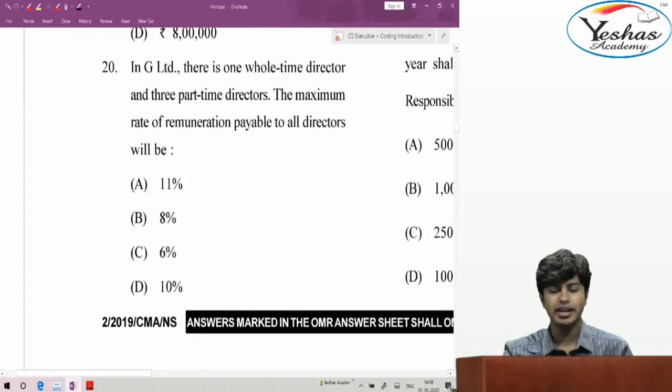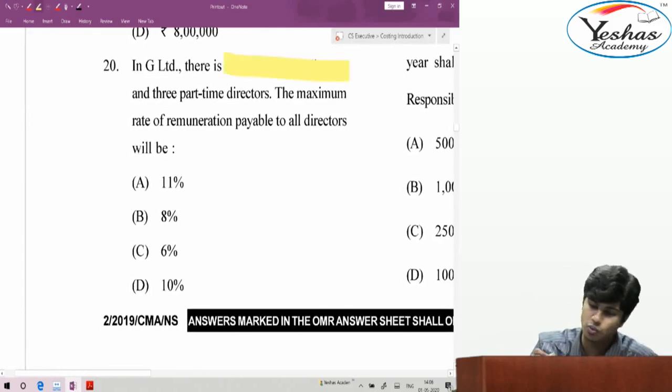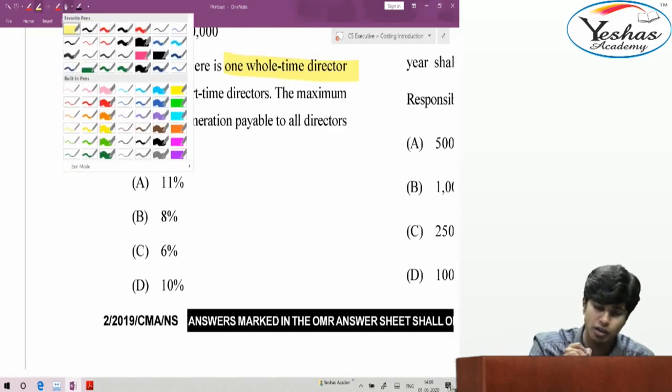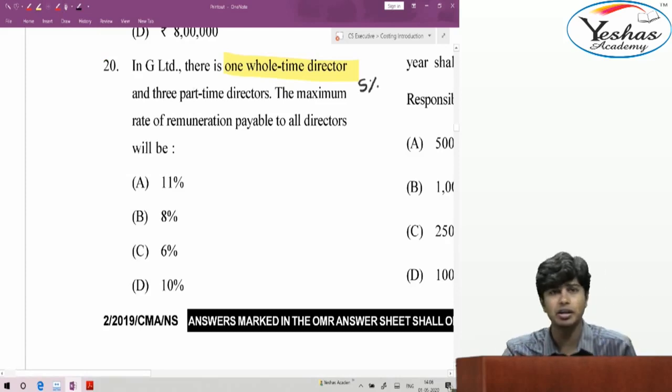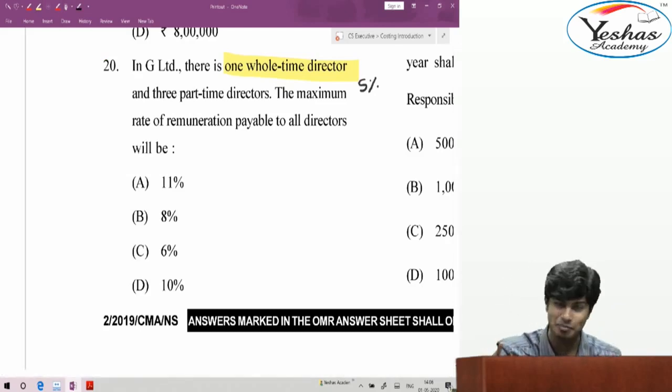G Limited, there is one whole-time director. Basically this question is on managerial remuneration. So there is one whole-time director. If there is one whole-time director, how much percentage of remuneration? 5%. If there are two whole-time directors, 10%. If there are three whole-time directors, 15%? No. One whole-time director, 5%. More than one whole-time director, 10% only.